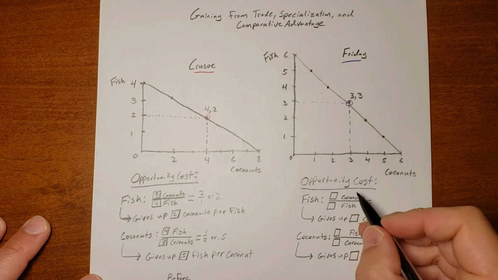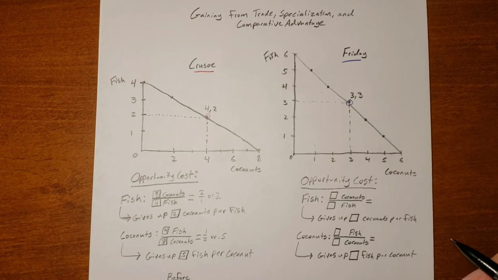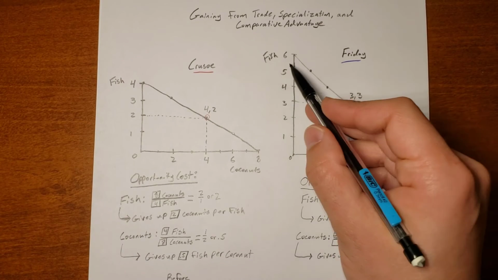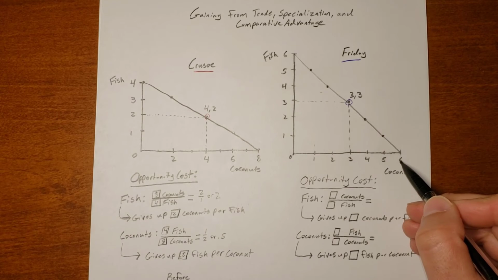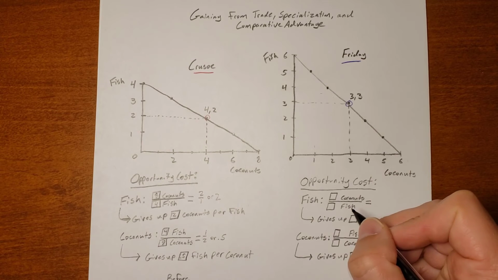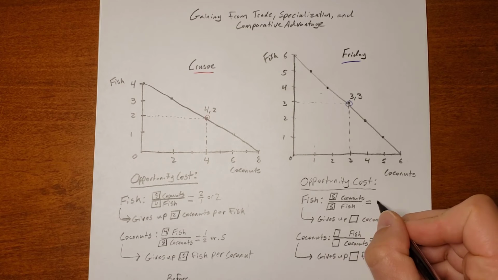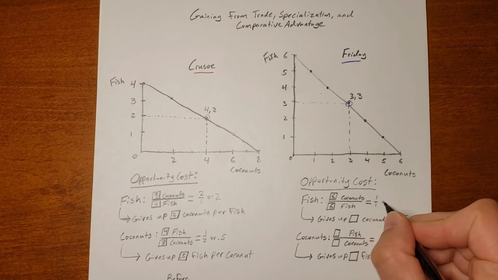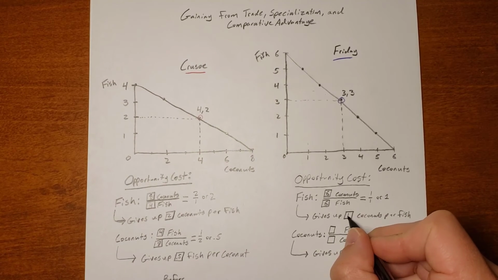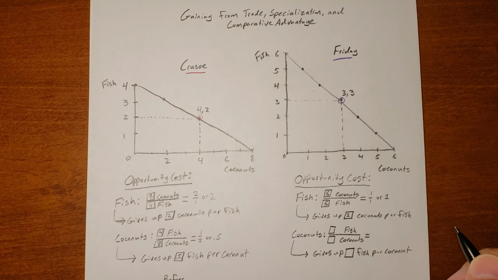So in order to determine the comparative advantage for Friday, we have to first determine the opportunity cost. These numbers are going to be very simple because the maximum number of fish and the maximum number of coconuts is going to be the same. To determine the opportunity cost of fish, we're going to take the 6 coconuts and divide it by 6 fish, which is 1/1 or 1. So Friday is going to give up 1 coconut per fish. That's the opportunity cost of fish.